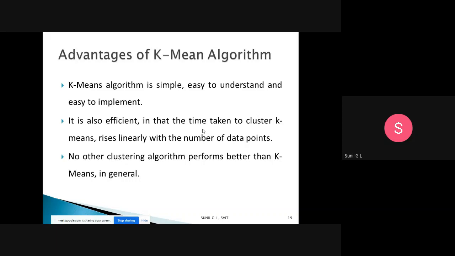It is also efficient in that the time taken to cluster with k-means rises linearly with the number of data points. That's why it is very efficient. In general, no other clustering algorithm performs better than k-means. We may have a number of other algorithms, but k-means is better compared to all of them.